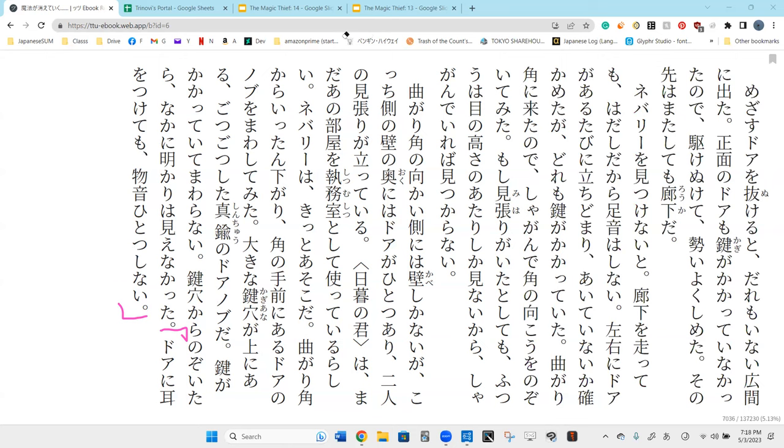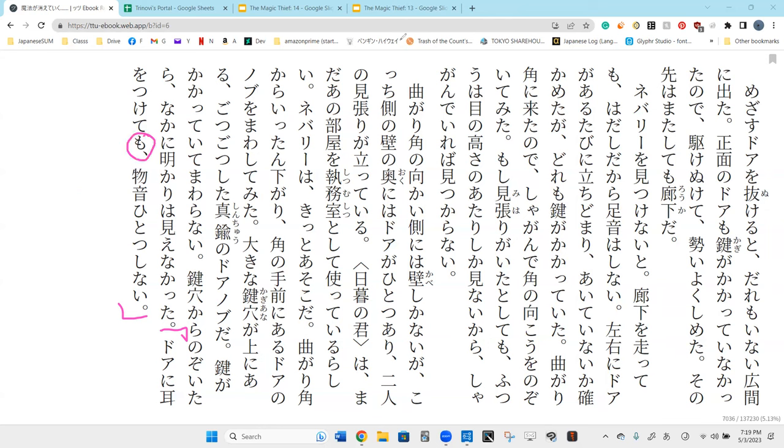When I tsukete with my ear. Tsukeru means to attach. So when I bring my ear to listen at the door, he probably presses his ear directly to the door, you know, like makes it touch the door, would be my guess with tsukeru.